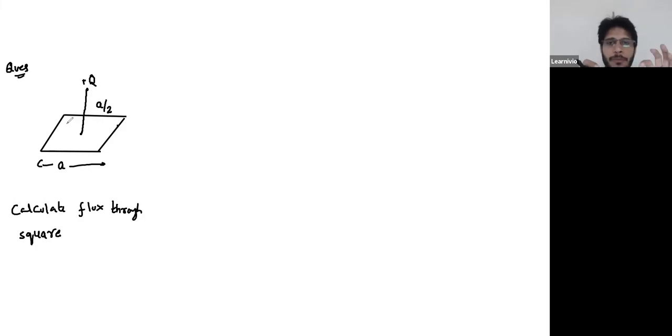Tell me the minimum number of squares that you would need to make a closed surface out of the square. Another 5 squares, right? Then what would be the final shape? Cube, right?